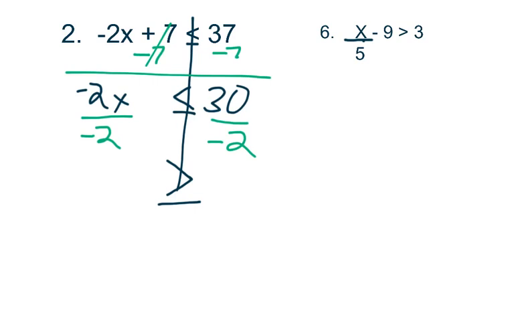Okay, so let's go ahead and finish the problem. Cross this off. You're now left with x is greater than or equal to negative 15. Which, if you look on your puzzle page, that is LE.